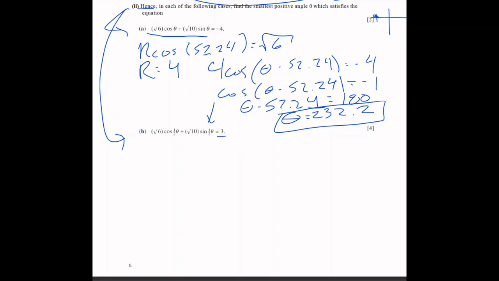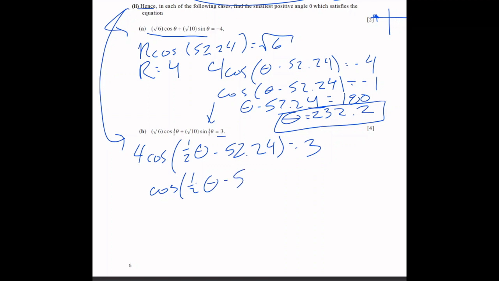So I have my r cosine blah blah blah. That does not change because it was from the previous question. Except I have 1/2 theta minus 52.24, and that equals 3. So now I'm going to divide by 4 on both sides. So cosine 1/2 theta minus 52.24. Honestly, trigonometry is sort of relaxing once you get the hang of it, you know? Because it's sometimes the same thing every time. Maybe a bit of a puzzle.